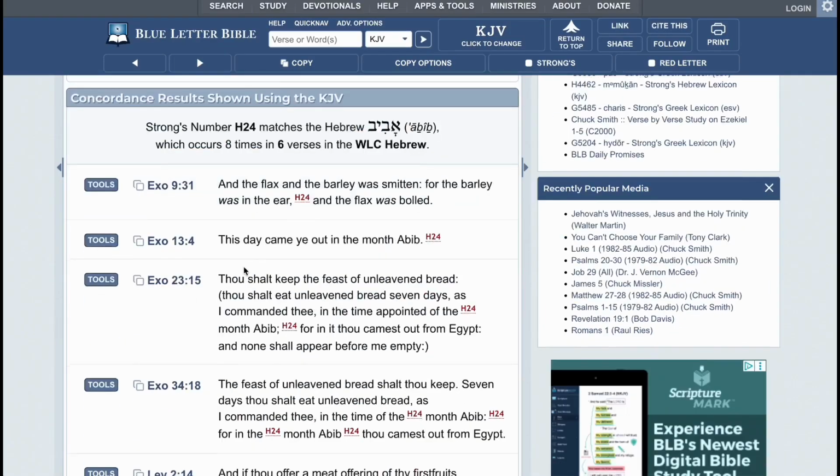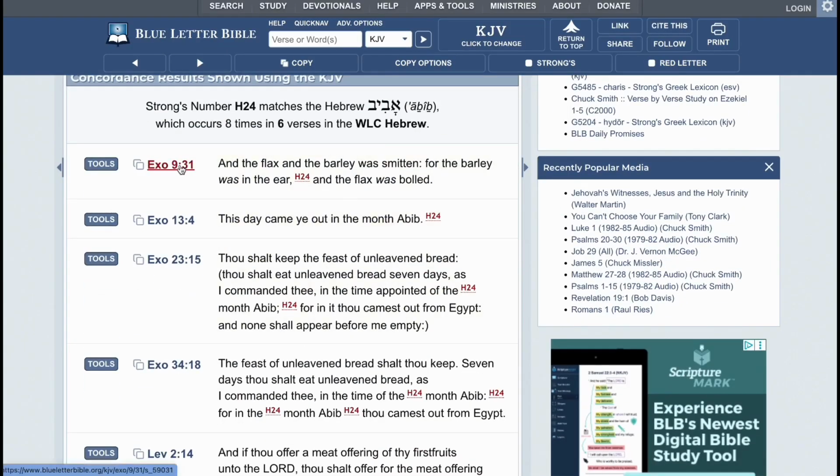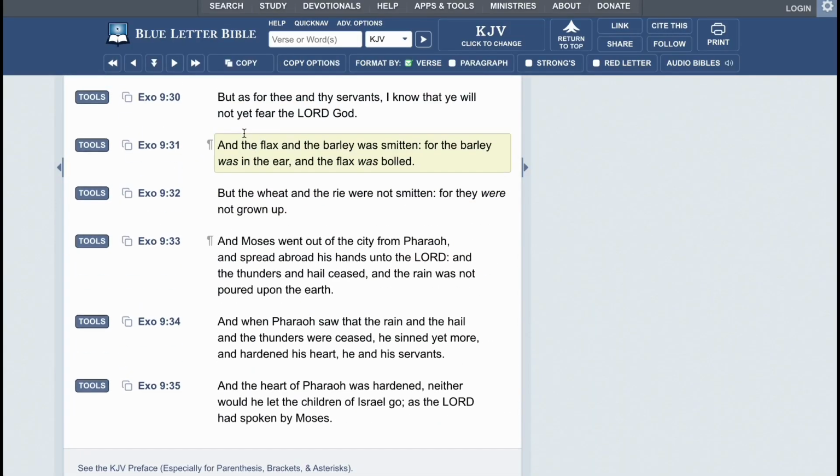And actually Moses tells a parable to Pharaoh. "But as for thee and thy servants, I know that ye will not fear Jehovah God. And the flax and the barley was smitten, for the barley was in the ear," that's the word Abib, "and the flax was bold. But the wheat and the rye were not smitten, for they were not grown up."